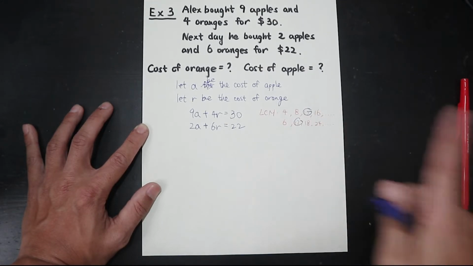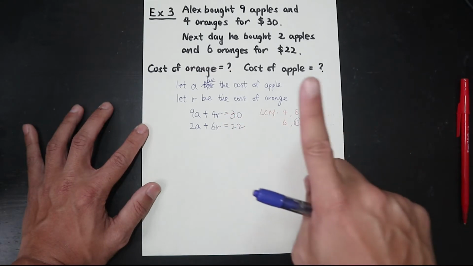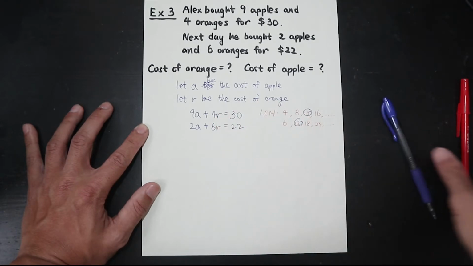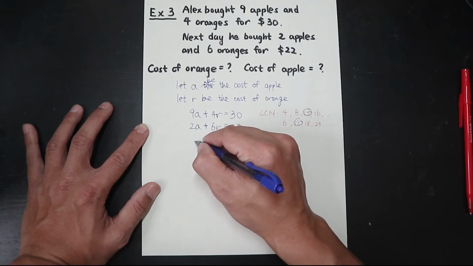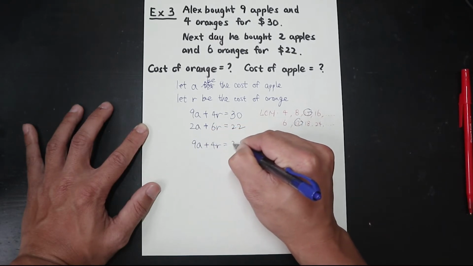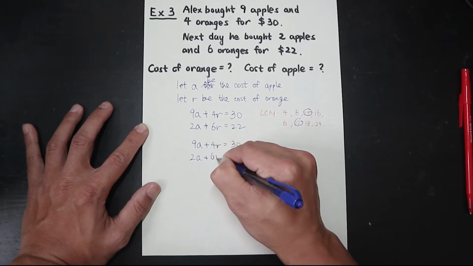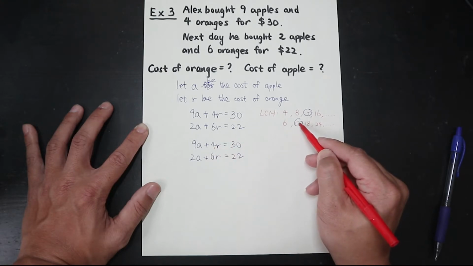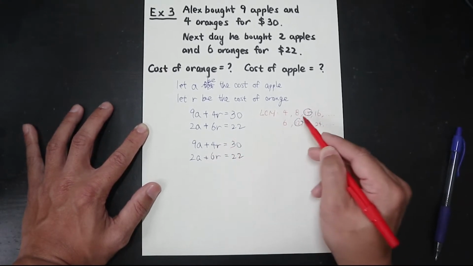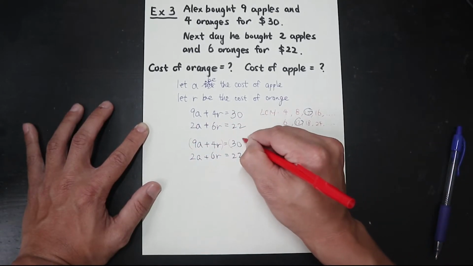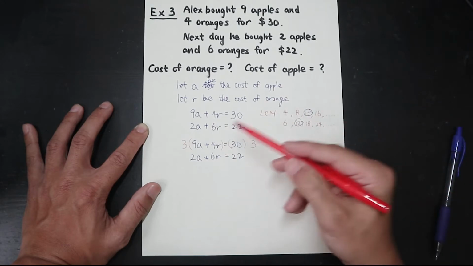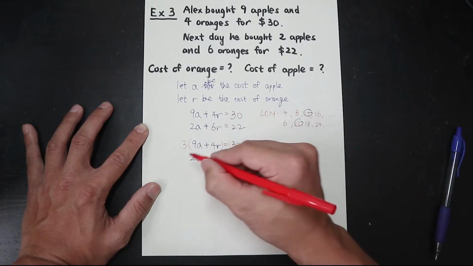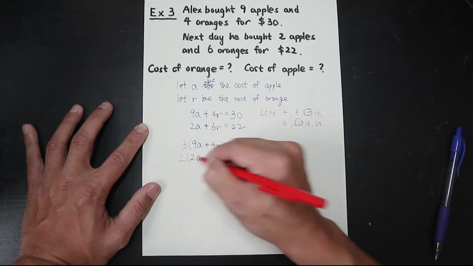So what you do is you multiply both equations, not just one, but both equations at the same time, so that the R becomes 12. Let's rewrite the equations. 9A plus 4R is equal to 30. 2A plus 6R is equal to 22. Let's take a look at this 4. 4 times what number gets you to 12? The answer is 3, so you're going to multiply the first equation by 3. Then the second equation: 6 times what number is 12? The answer is 2, so you're going to multiply the bottom equation by 2.